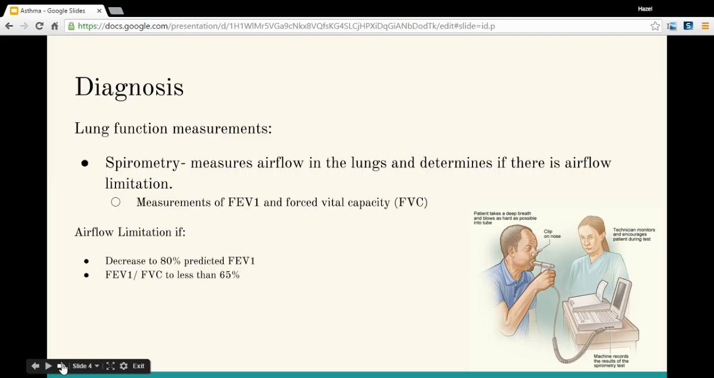And diagnosing asthma, we look at lung function using spirometry, which measures airflow in the lungs and determines if there are any airflow limitations. Basically, like in the pictures, you blow into the machine and it measures your forced expiratory volume and your forced vital capacity. If the spirometry measures that you have a decrease to 80% of your predicted forced expiratory volume, then you do have airway limitation. Or if your forced expiratory volume to forced vital capacity ratio is less than 65%, you have airflow limitation.